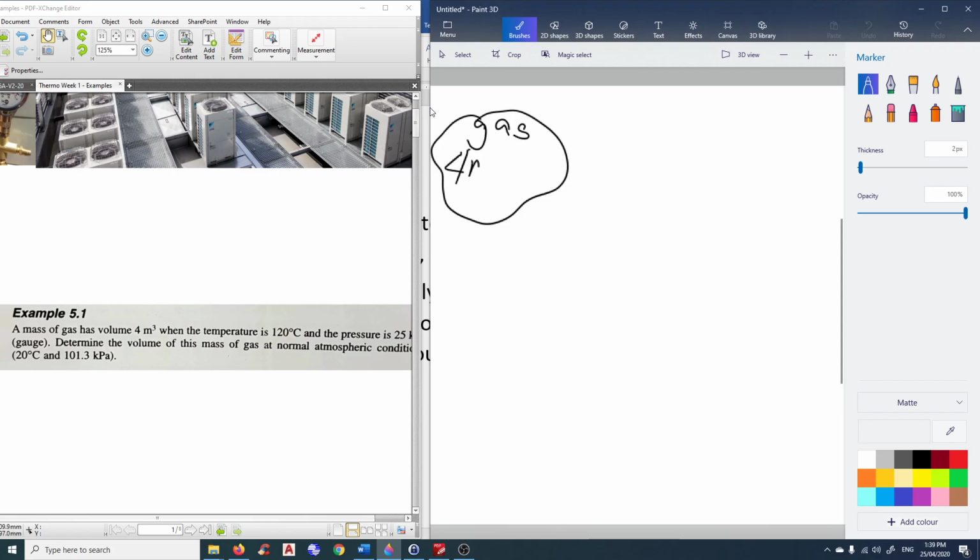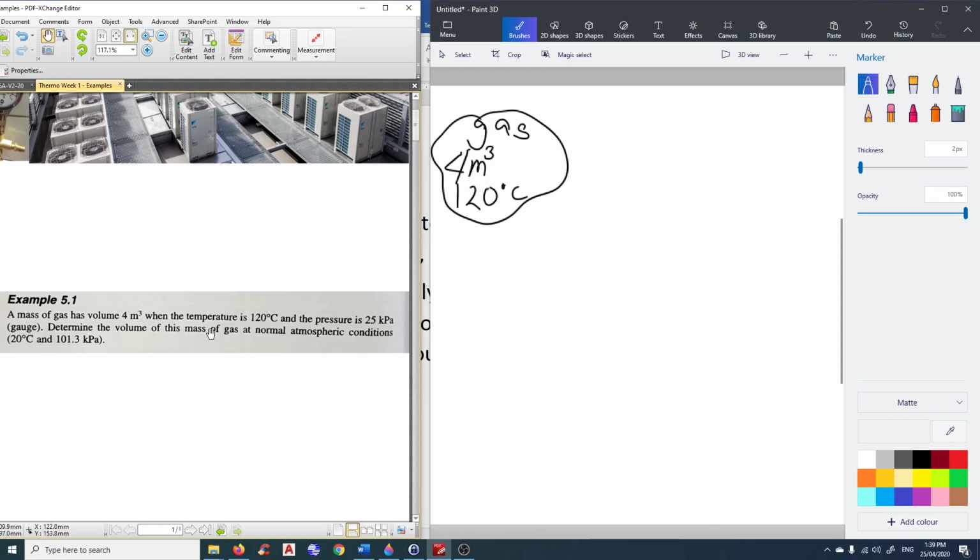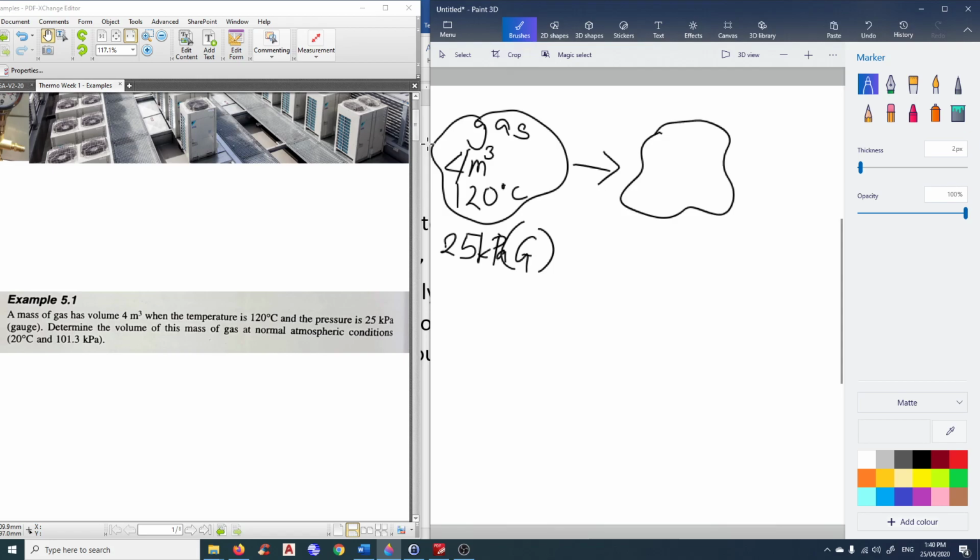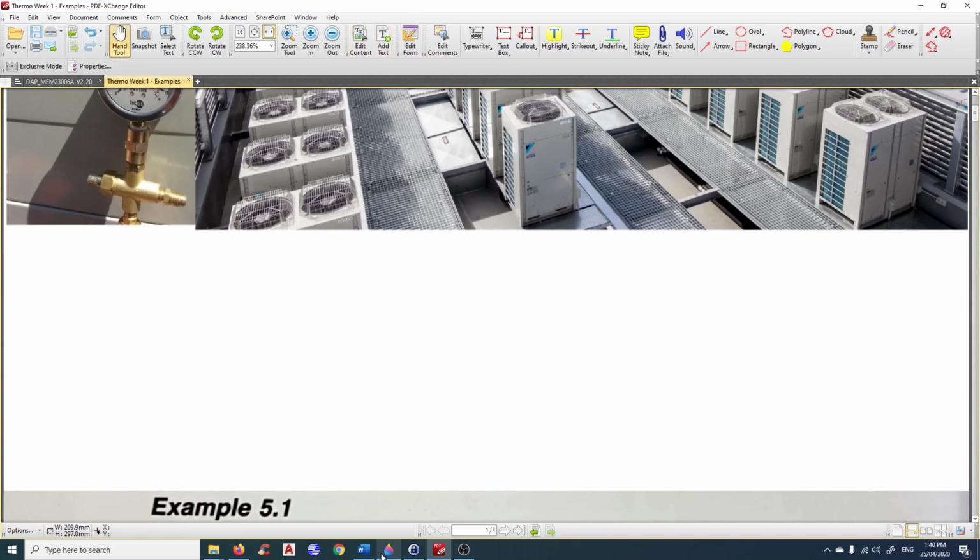The volume is 4 cubic meter. The temperature is 120 degrees Celsius and the pressure is 25 kPa gauge. So if this gas is at the normal atmospheric conditions, which is 20 degrees C and 101.3 kPa, what would be the volume? Okay, close that. Back to here.